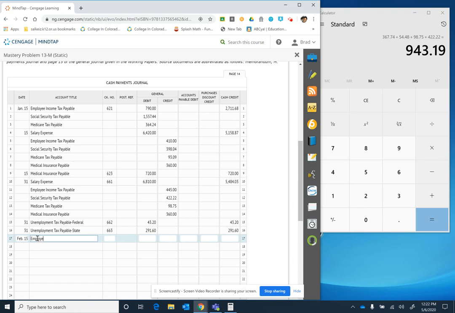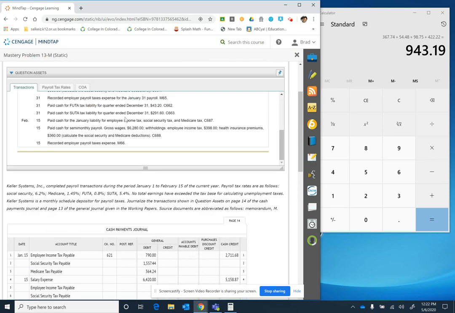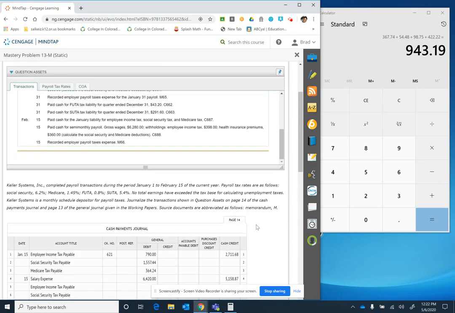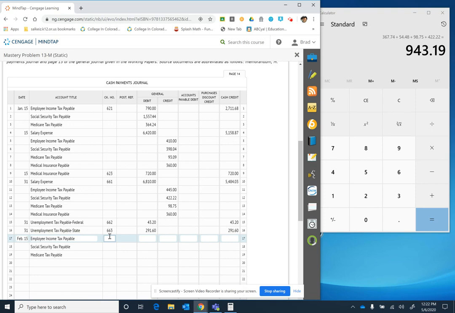So we're going to do employee income tax payable, Social Security tax payable, and we've got our Medicare tax payable. Okay. And the check number for this one is going to be, so I don't mess that up, 687. Okay, great.